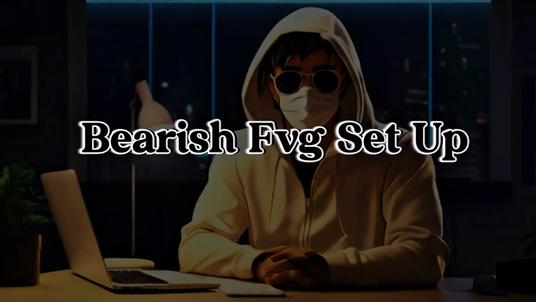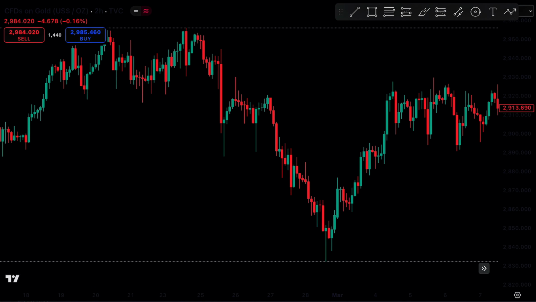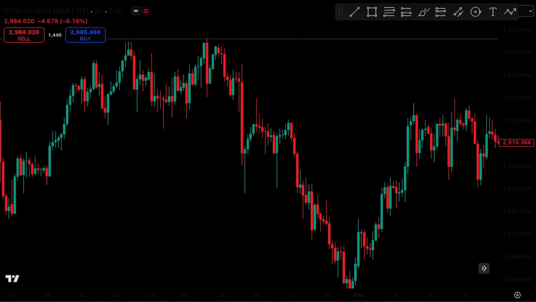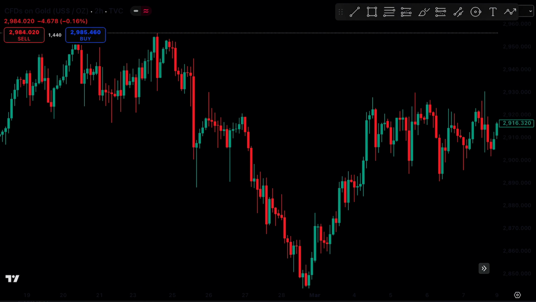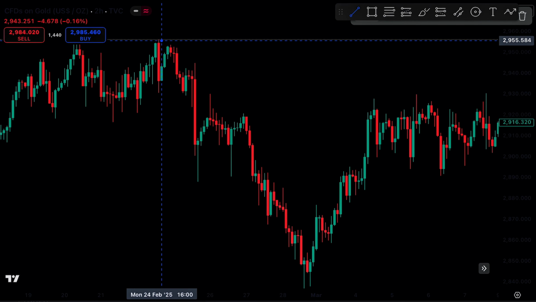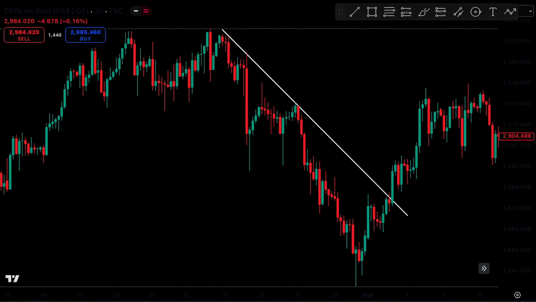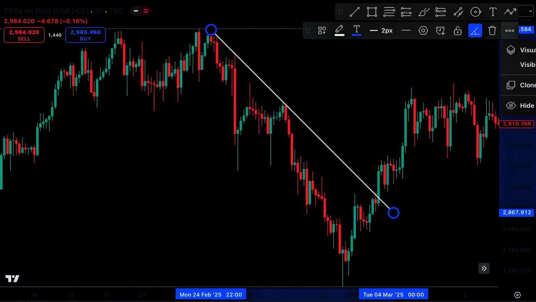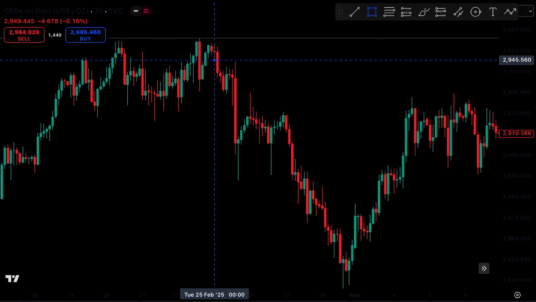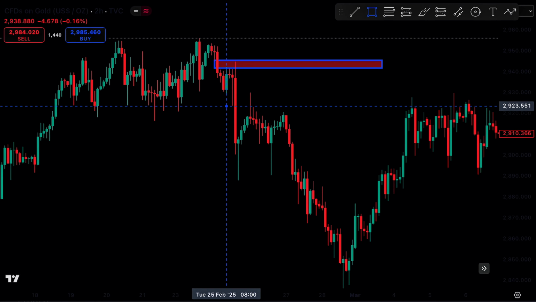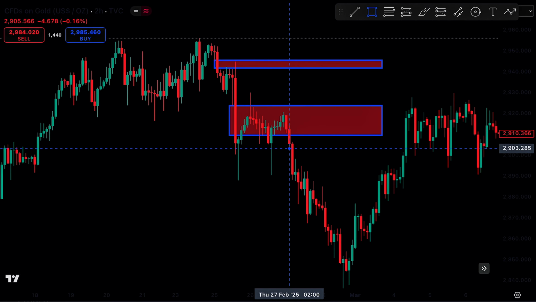Bearish FVG setup. Identify a bearish FVG in a downtrend. For bearish FVG, we have to look for a downtrend in the market. Let's search for it. Okay, here we got it. This is a bearish FVG in a downtrend. Now let's look for big red candles and find imbalance between them. Here it is. We have multiple FVGs here.